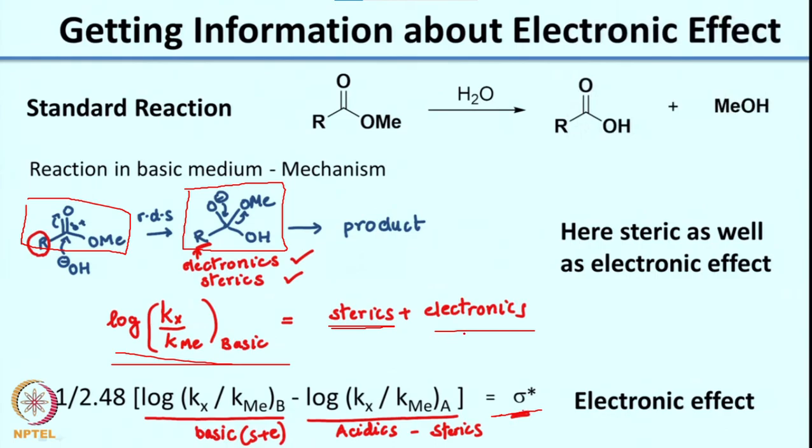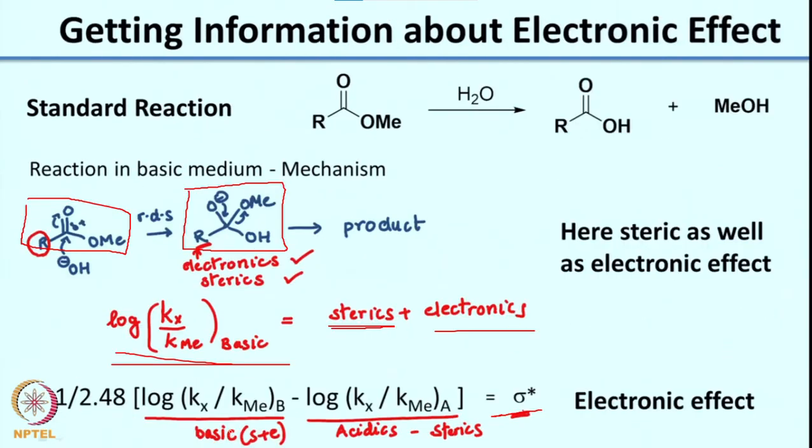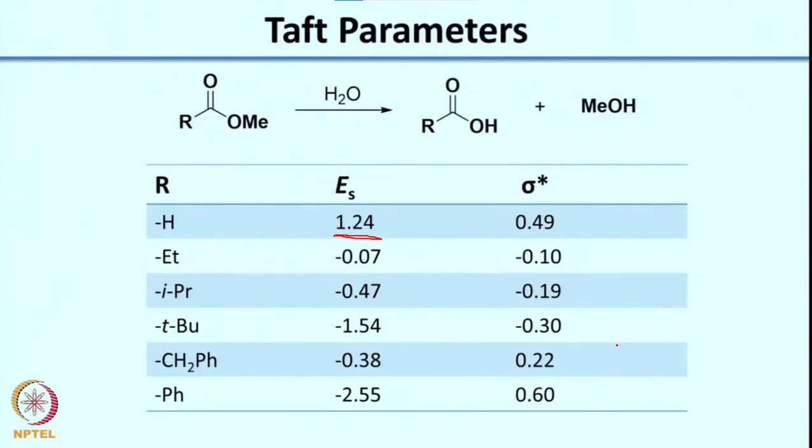So to find out the electronic effect, the steric effect will get subtracted from this log Kx by Kme in basic medium. The steric effect is nothing but the Taft parameter of acidic medium, right? That's why the Taft parameter in basic medium minus acidic medium will give the electronic effect value, and this, 1 by 2.48, is a relation with the Hammett constant.